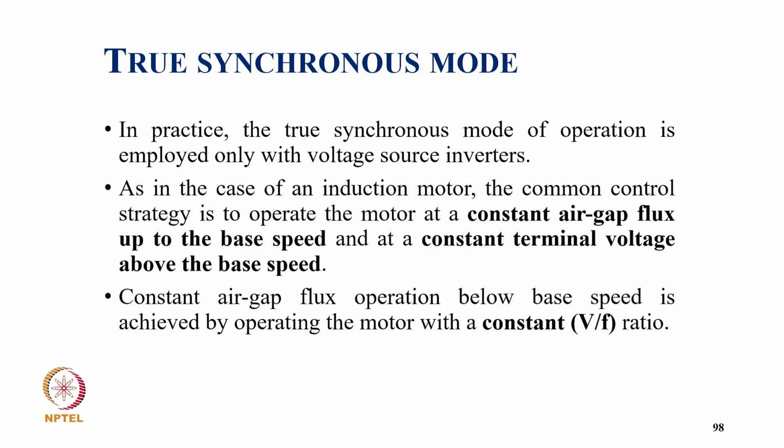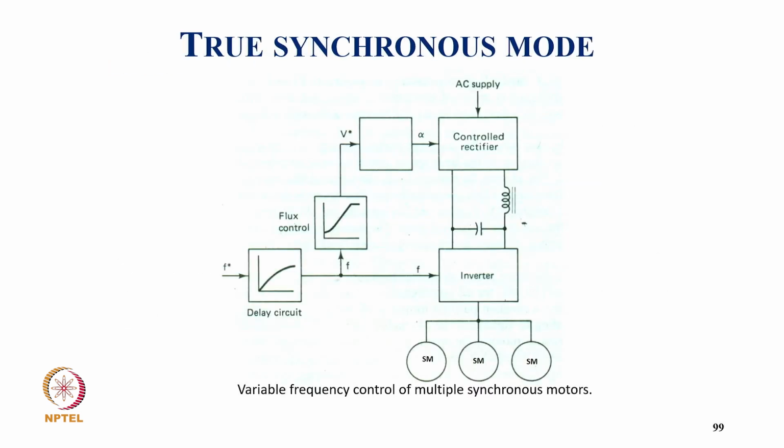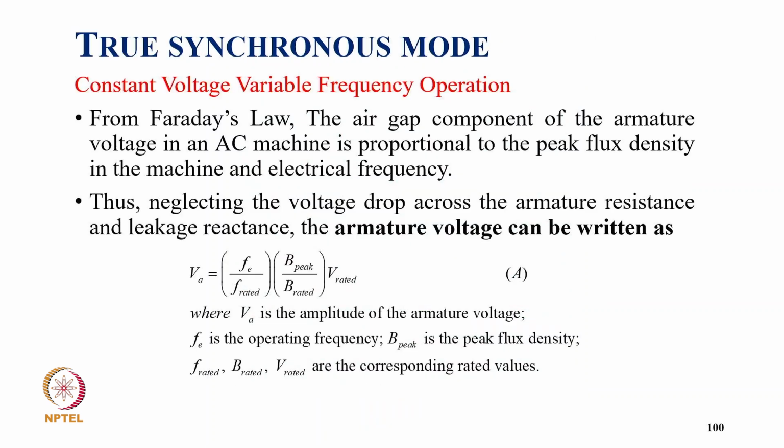The constant air gap flux operation below base speed is achieved by operating the motor with constant V by F ratio, and this is truly synchronous mode. We have a reference frequency or speed with a delay, and from flux control we generate the reference voltage. For voltage control we use the controlled rectifier to control DC voltage, and for frequency control we have an inverter, and we can run even multiple synchronous motors with this true synchronous mode. The frequency is the same, and the speed will also be the same for all the motors.